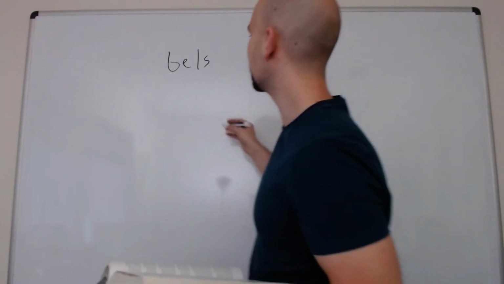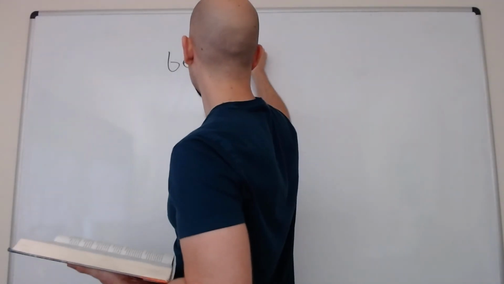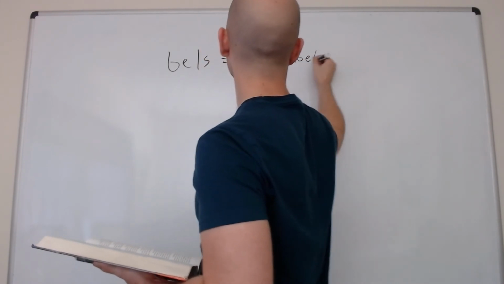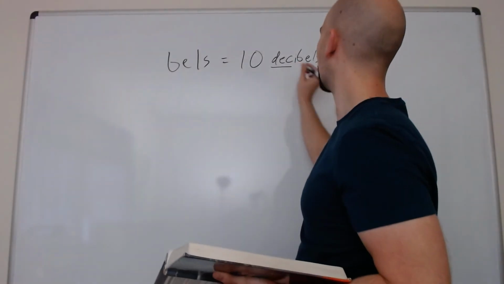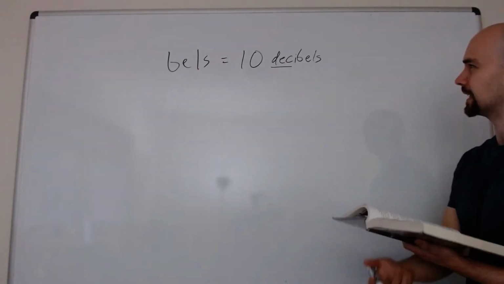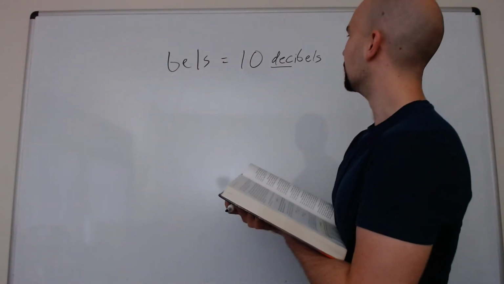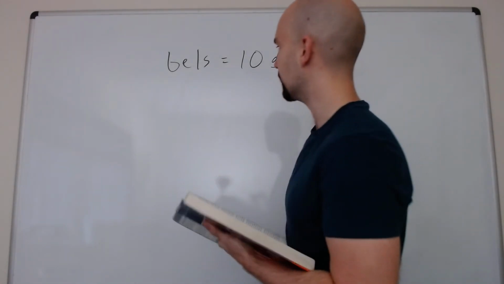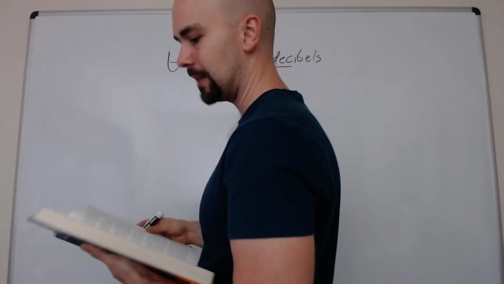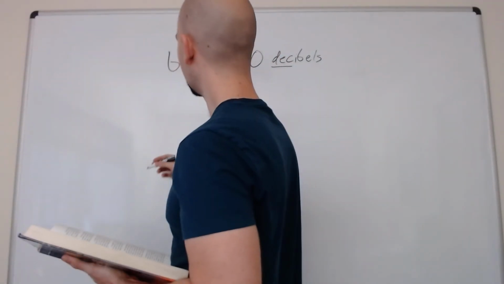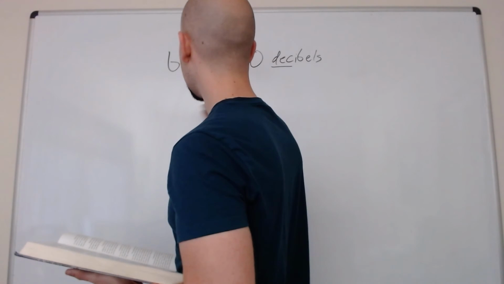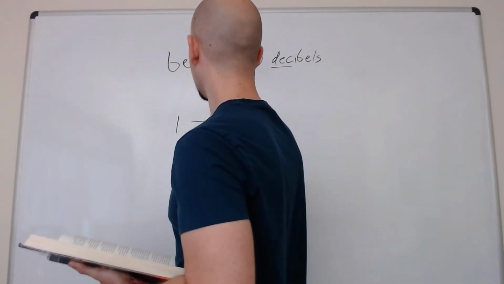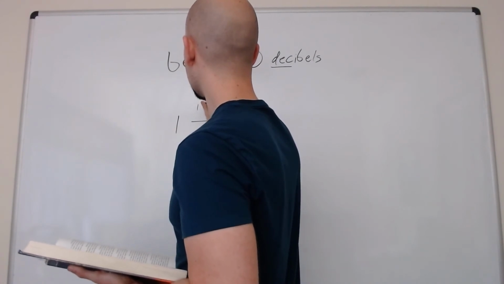So a bel is 10 decibels. Think deci 10 or deca 10, but deci would be like a tenth. So 10 decibels equals a bel. Why do we use both? Because a bel is actually a really large unit. So every time you go from one bel to another, you are multiplying it by 10 times the volume. So 1 bel to 2 bels is times 10.